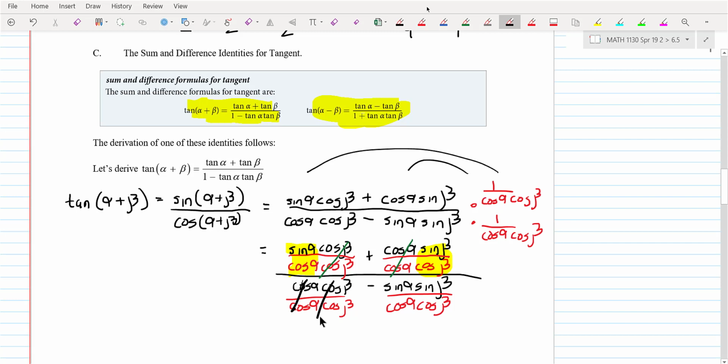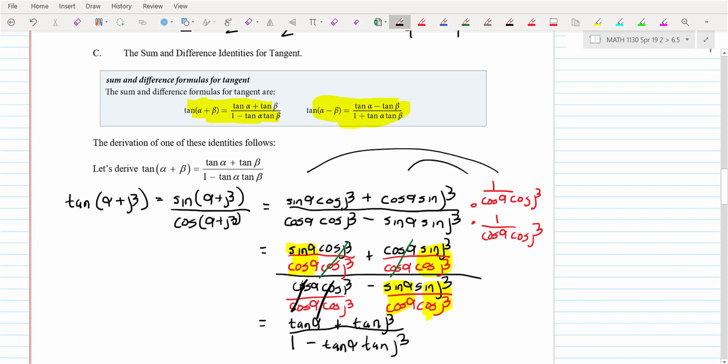And then you go to the bottom, what pops out of this is you have a tangent and another tangent like that. So the numerator right here would be tangent alpha with that canceling, and then you would have tangent beta. And then the bottom, you have 1 minus tangent alpha, tangent beta like that. So that's how you derive that, okay?